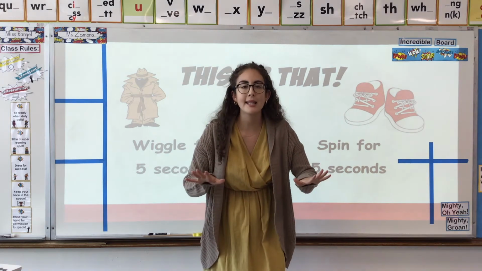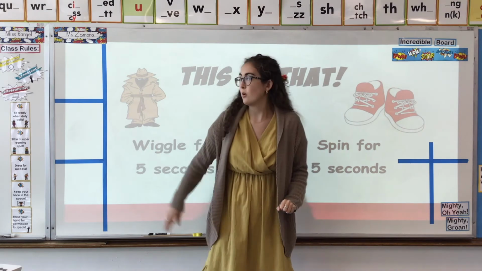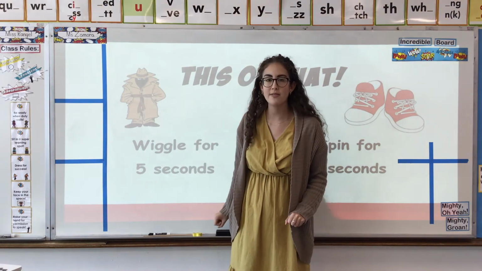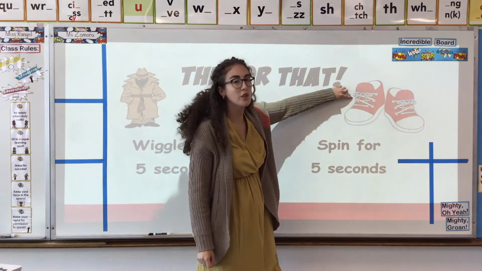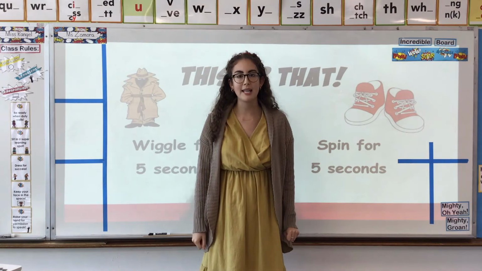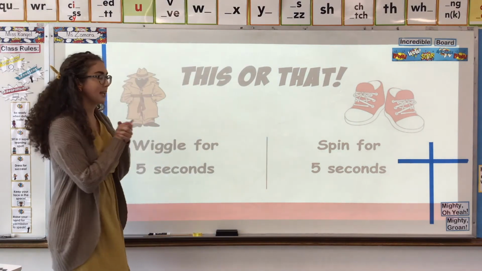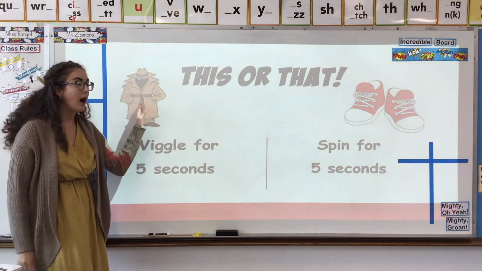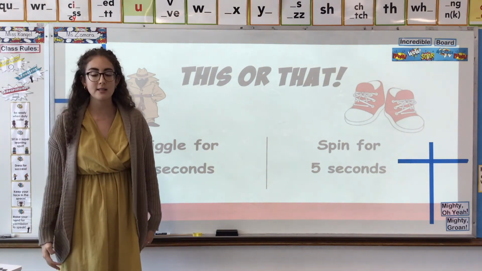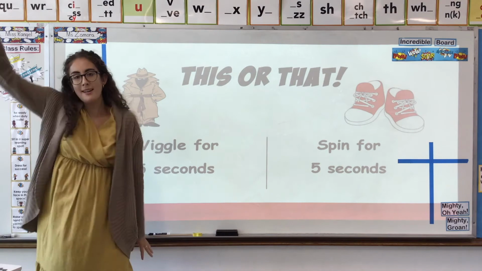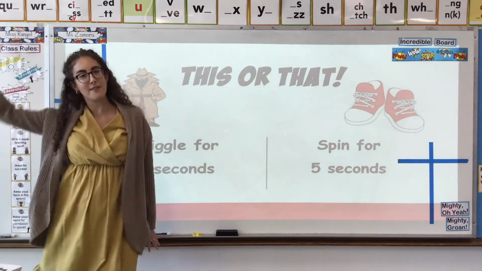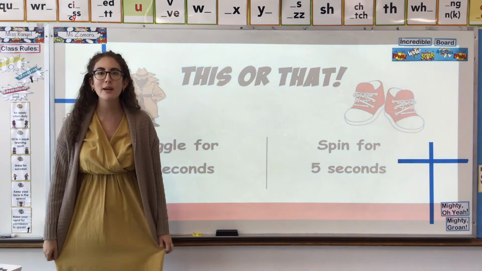They were silent shoes. So if you want a cloak that makes you invisible, you're going to wiggle for 5 seconds. If you want shoes that are silent, you're going to spin for 5 seconds. Okay, take your pick. I want an invisible coat. So I'm going to just wiggle for 5 seconds. Okay, here we go. 1, 2, 3, 4, 5. Okay, we got our wiggles out.